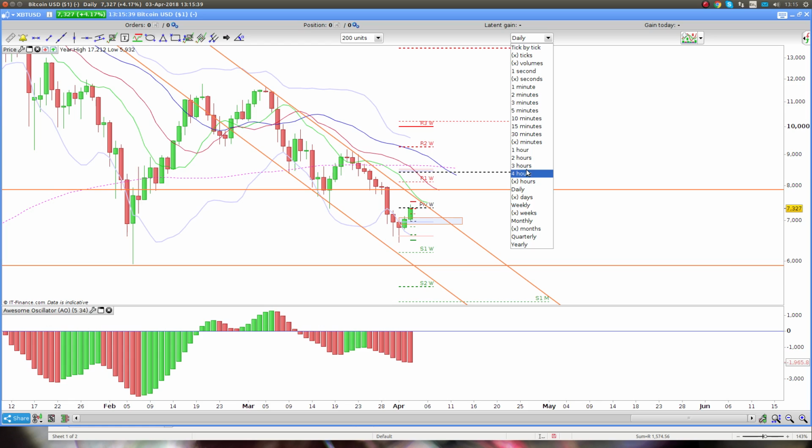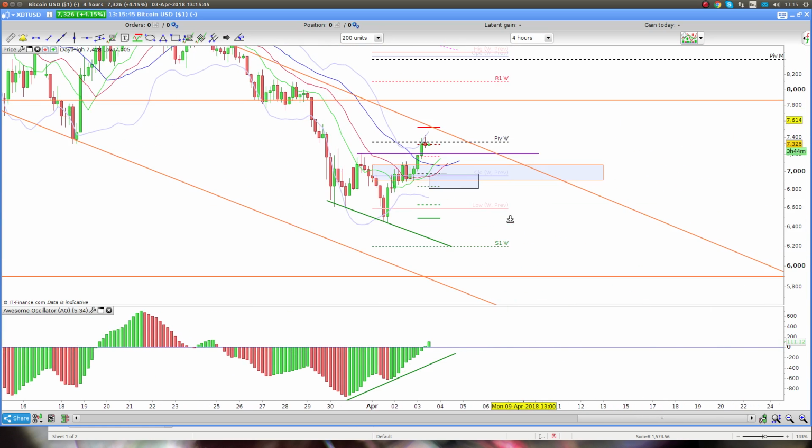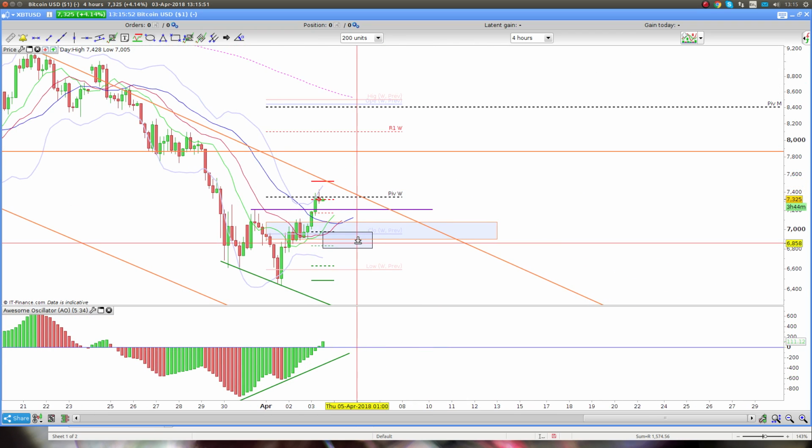Have a look at the 4-hour. Yeah, so anything in that area, I'll be watching very closely to see if I can get some bullish action for a long. Anyway, that's Bitcoin.